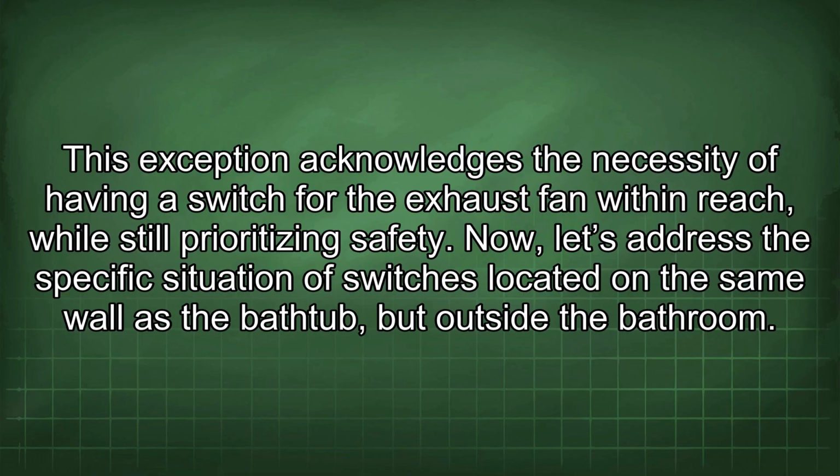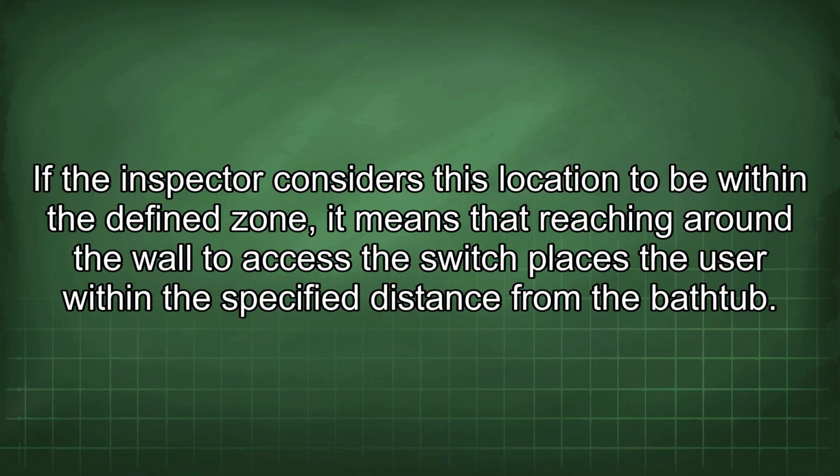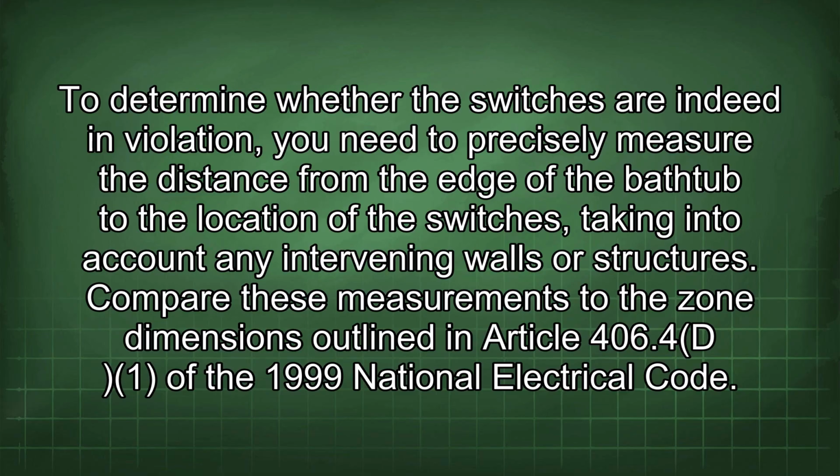Now, let's address the specific situation of switches located on the same wall as the bathtub, but outside the bathroom. If the inspector considers this location to be within the defined zone, it means that reaching around the wall to access the switch places the user within the specified distance from the bathtub. To determine whether the switches are indeed in violation, you need to precisely measure the distance from the edge of the bathtub to the location of the switches, taking into account any intervening walls or structures.